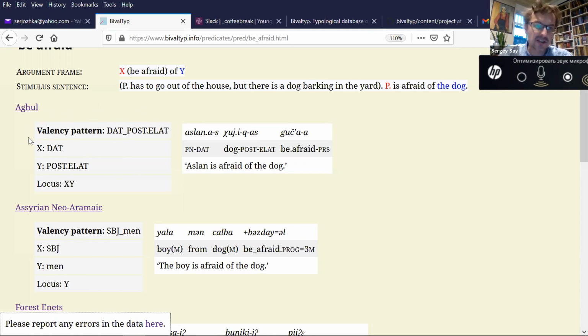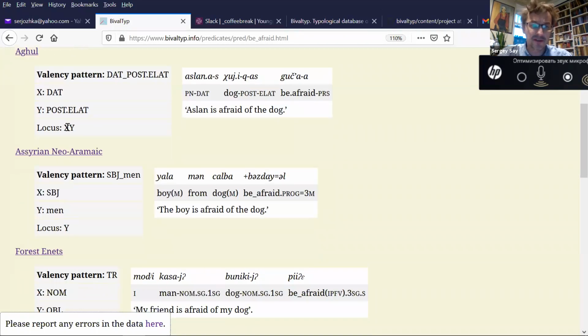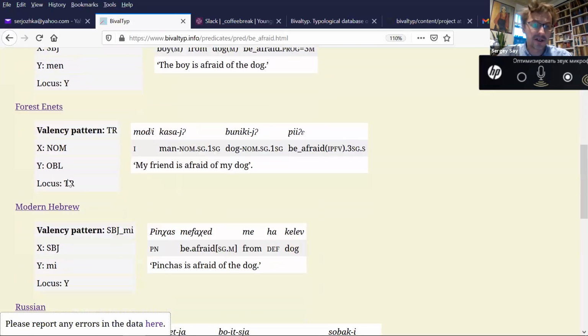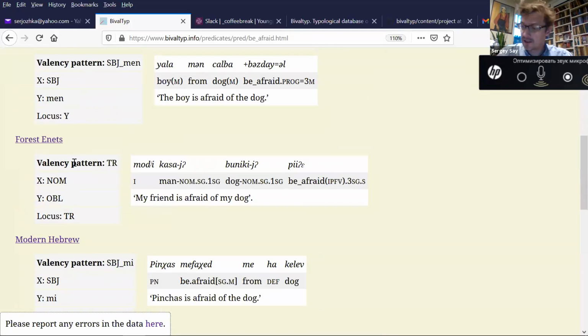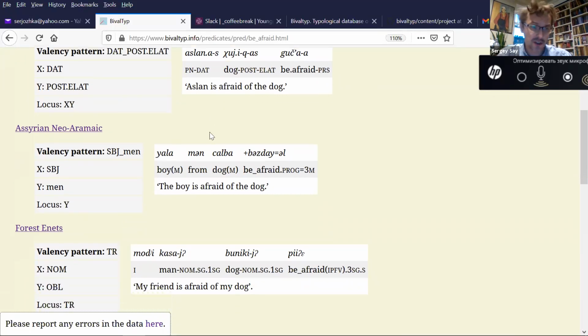in this left-hand part of the database entry. So the X argument is expressed by the dative case in Agul. The Y argument is expressed by the post-elative case in Agul. Both are non-core. That means that the locus of intransitivity encompasses both X and Y. And we can explore all other kinds of languages and also see the actual sentences and their interlinearizations.